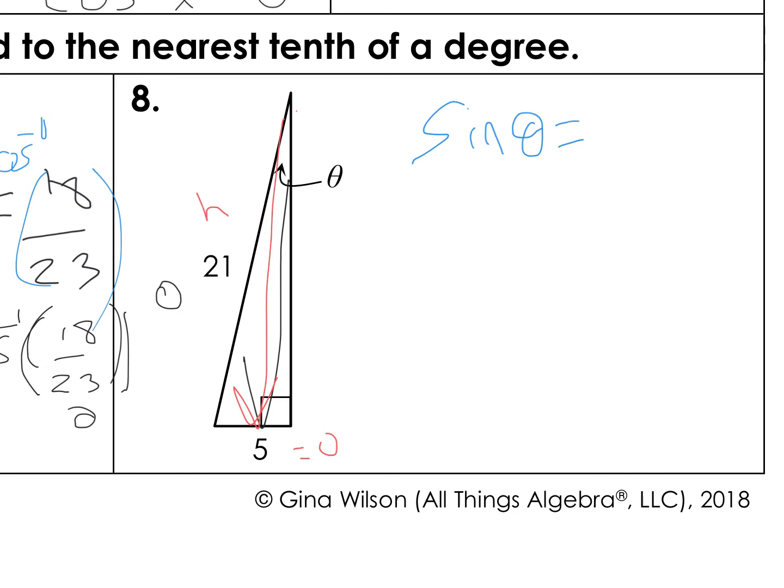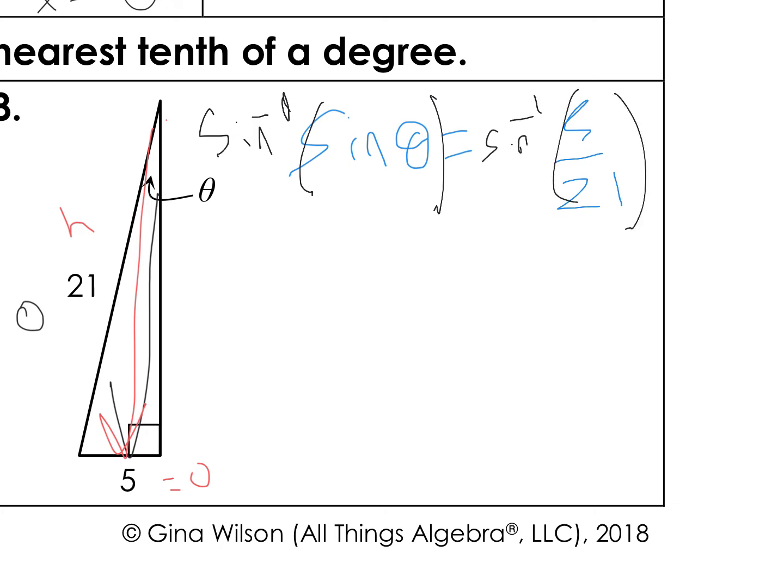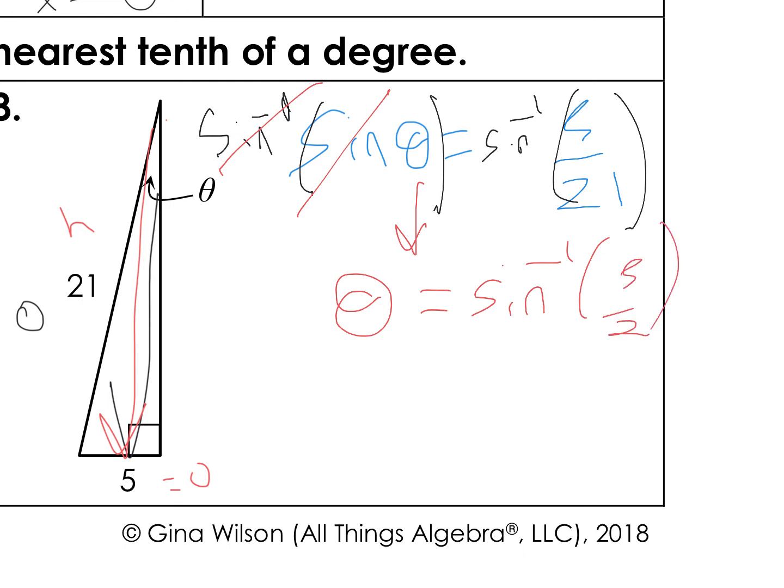Let me back it up a little bit and give myself some room. 5 over 21. When I want to get rid of the word sine in front of theta, I arc sine, or inverse sine, the left, and then I inverse sine the right. Inverse sine cancels out sine, leaving theta, which is what I'm looking for, equal to inverse sine of that fraction, 5 over 21. You key it in the calculator and get the approximate answer.